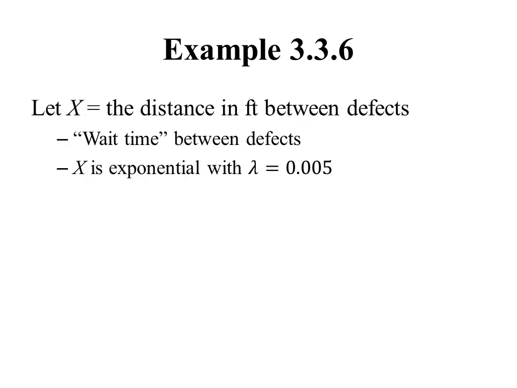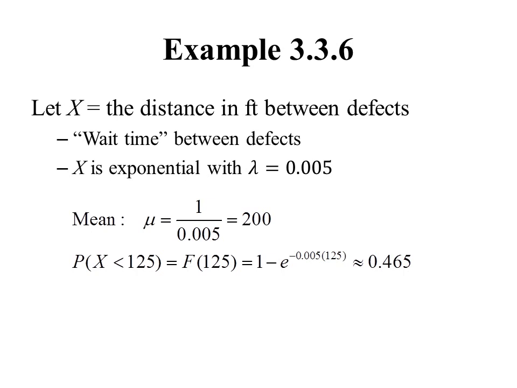Okay. Now we're really interested in the distance between defects, so let's let x equal this distance. We could think of x as being the "wait time" between defects. I put that in quotes because there really isn't time involved here, but we could think of this as though it's a wait time. Based on the argument we just made, x has an exponential distribution with parameter lambda equals 0.005. Once we know what type of distribution x has and the value of its parameter, we can calculate everything we need to know about this random variable.